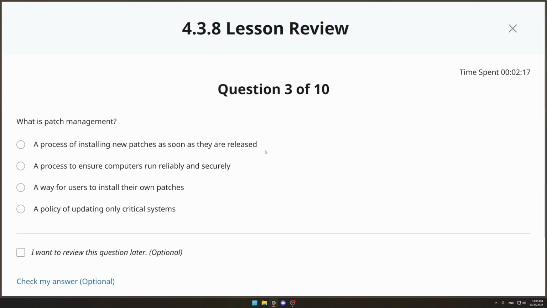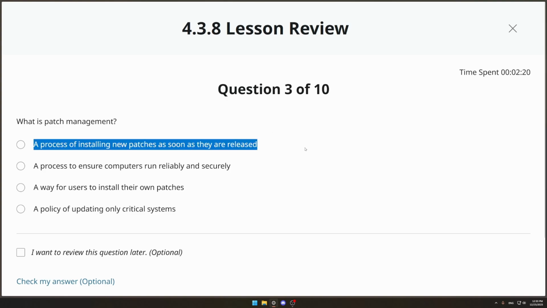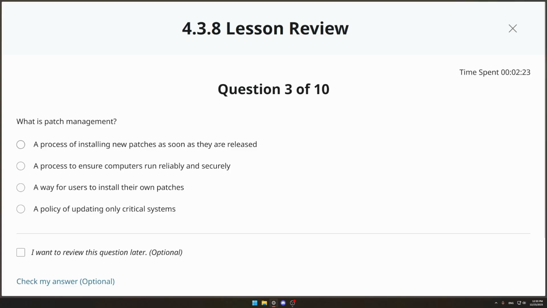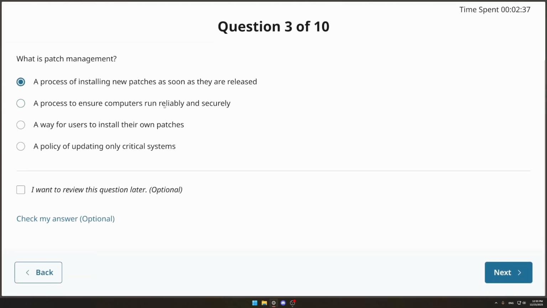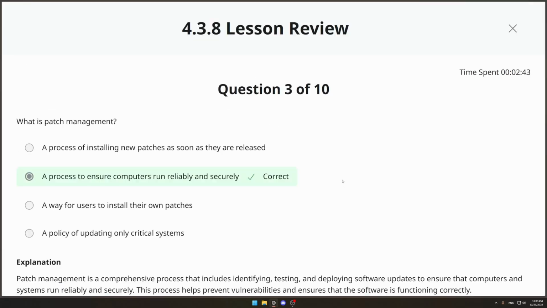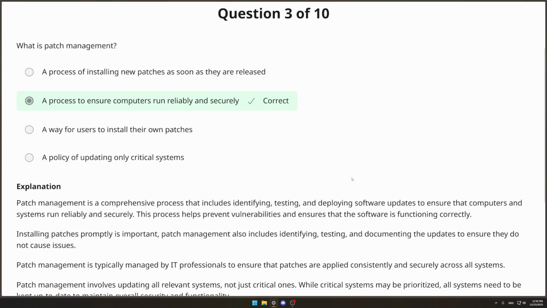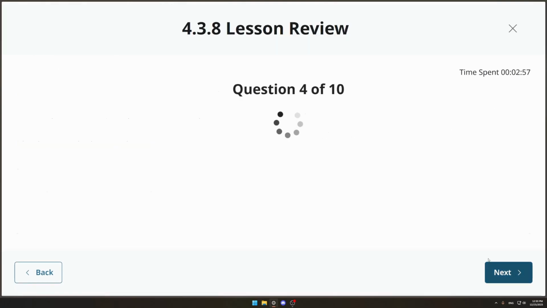What is patch management? A process to ensure computers run reliably and securely. Good answer. There we go. It's just the process of managing your patches, which, in positive consequence, prevents vulnerabilities and ensures that the computers run properly.